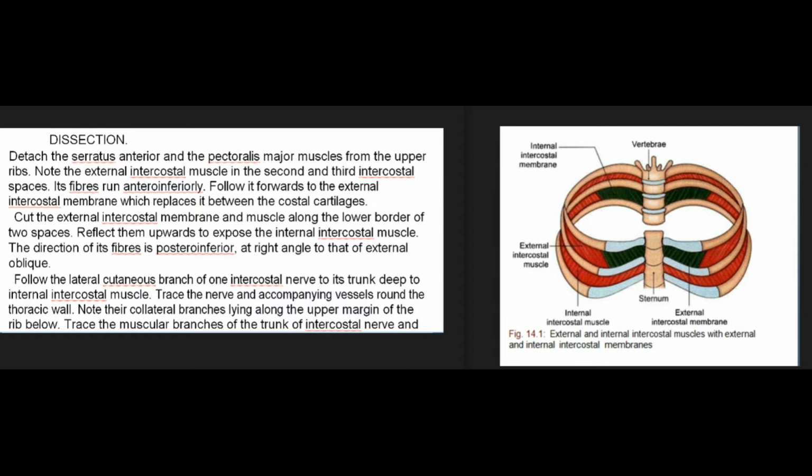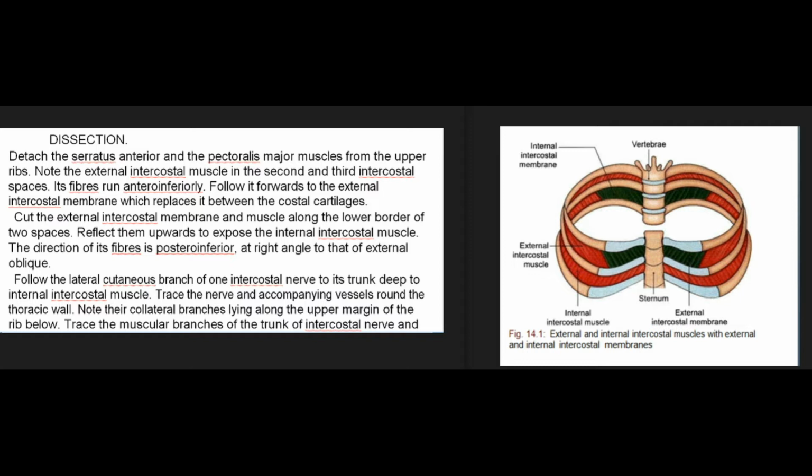Dissection. Detach the serratus anterior and the pectoralis major muscles from the upper ribs. Note the external intercostal muscle in the second and third intercostal spaces. Its fibers run antero-inferiorly. Follow it forwards to the external intercostal membrane which replaces it between the costal cartilages. Cut the external intercostal membrane and muscle along the lower border of 2 spaces. Reflect them upwards to expose the internal intercostal muscle. The direction of its fibers is postero-inferior, at right angles to that of the external intercostal.